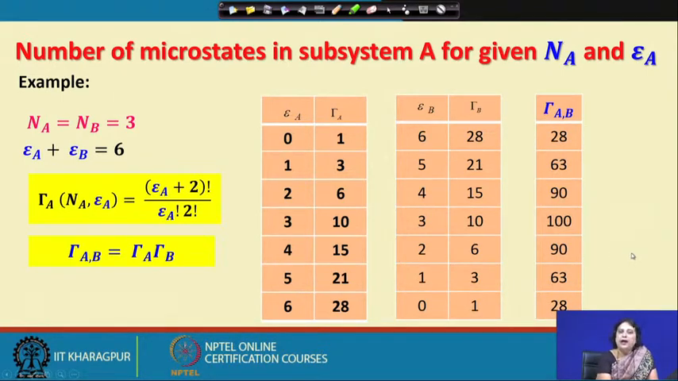So, now what I have here is a complete description of all the 7 macro states associated with the subsystem A and the corresponding number of microstates associated with each of them. So, you see that for the lowest value of epsilon A, I have gamma A B equal to 28, and for the highest value of epsilon A, once again the gamma value is 28. In between, the gamma A B value goes on increasing from 28 to 63, 90, 100, and then falls off exactly in the same way to 28.